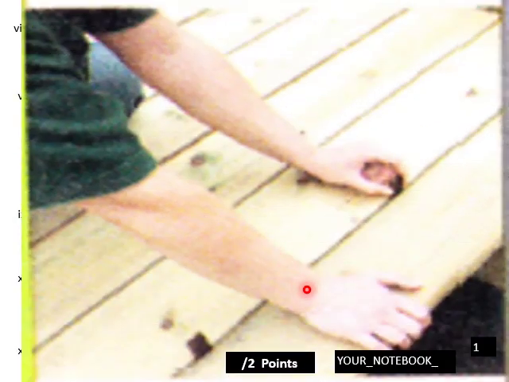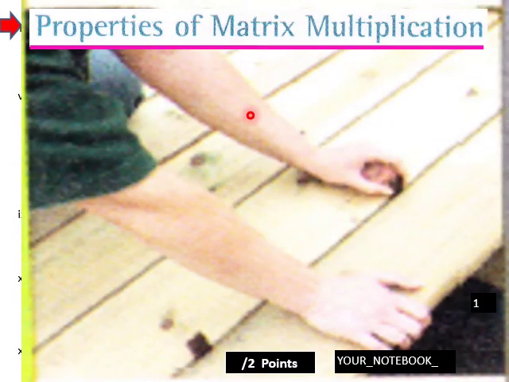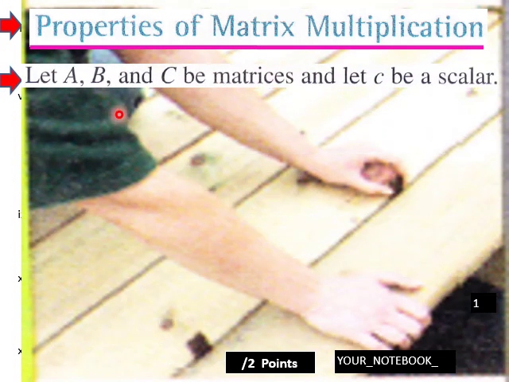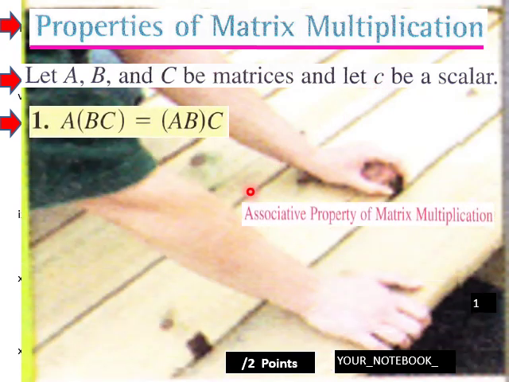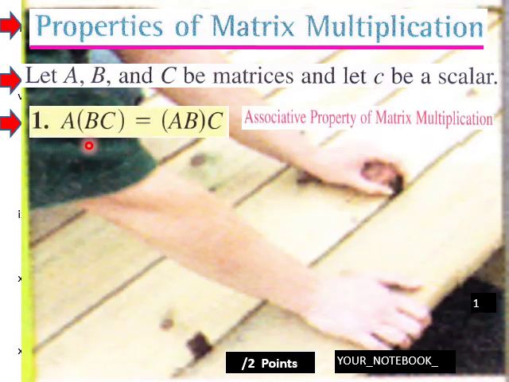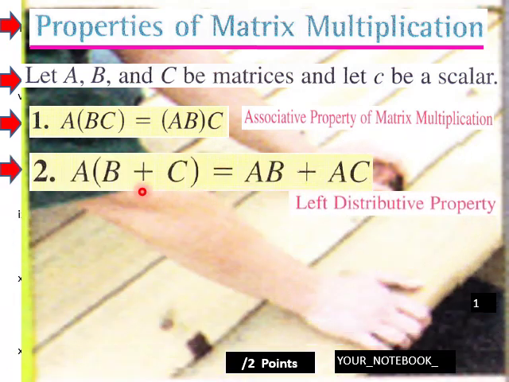Okay, for today's lesson, properties of matrix multiplication. Let A, B, and C be matrices, and let small c be a scalar. Number one property: A times BC will be equal to AB times C, the associative property of matrix multiplication. And 2, A times quantity B plus C will equal AB plus AC. It'll be left distributive, your multipliers on the left-hand side.